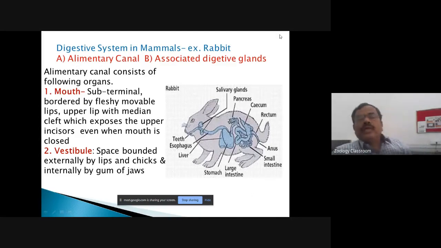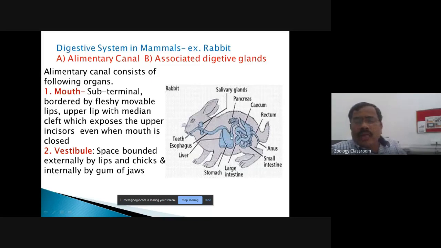Okay. Now let us consider the associated digestive gland. So this entire alimentary canal is associated, meaning it is attached with the digestive gland. What is the main function of the digestive gland? It helps or assists the process of the digestion. So in the buccal cavity, associated digestive gland is present. We call it the salivary gland, as well as some mucous glands are also there.